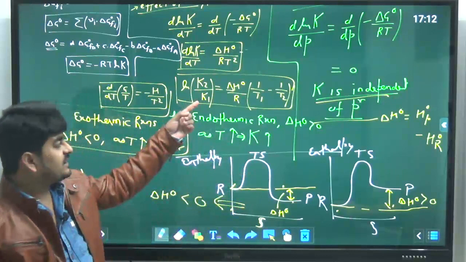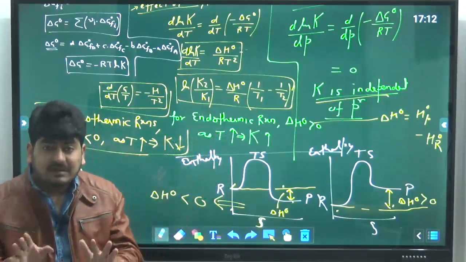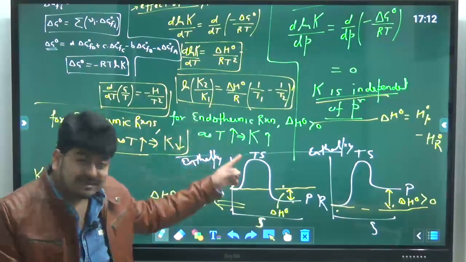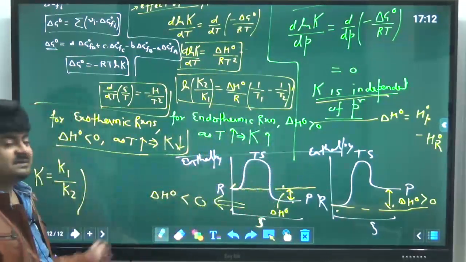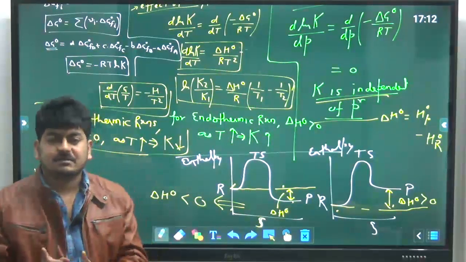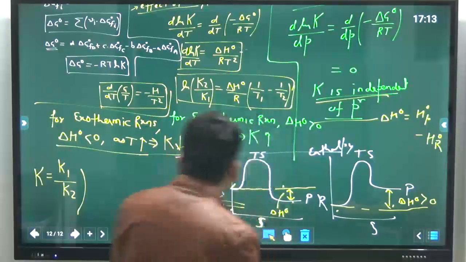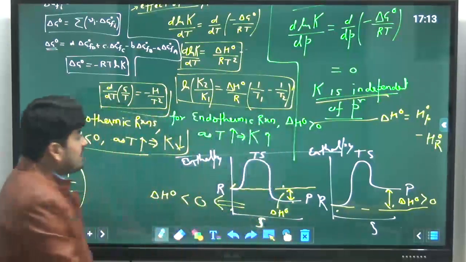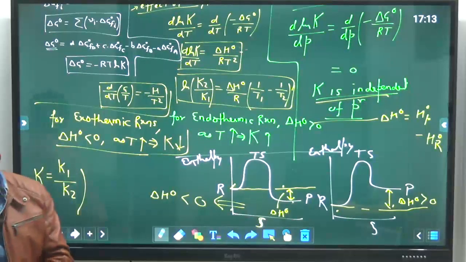That is why capital K equilibrium constant is independent? No, that is incorrect. Actually, equilibrium constant K is independent of pressure. That's why rate constants are independent. This is correct. So this thing should be clear in all of your minds. So this is all about the chemical reaction engineering equilibria part. Nothing else.